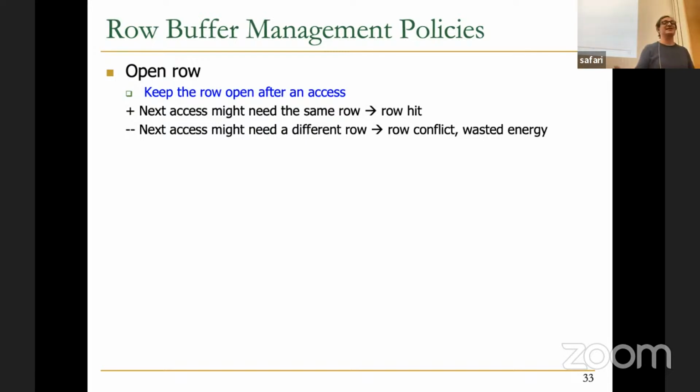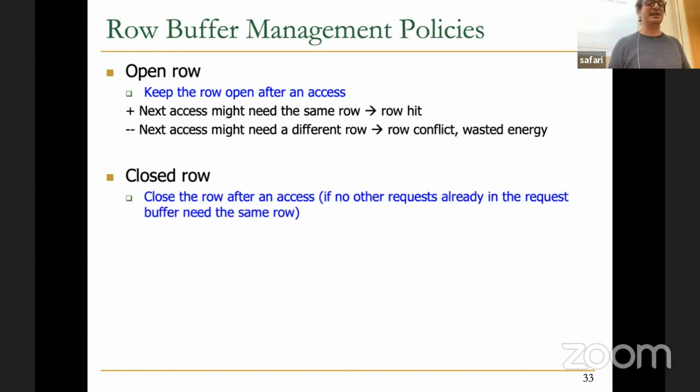Now, this is good if the next access to the same bank needs the same row. That's a row hit. This is bad if the next access might need a different row, right? This is a row conflict, wasted energy. If that's the case, you could have been better off with a closed row policy, which says to close the row after you access it, unless there are other requests already in the request buffer that need the same row. That's a not so dumb closed row policy, right?